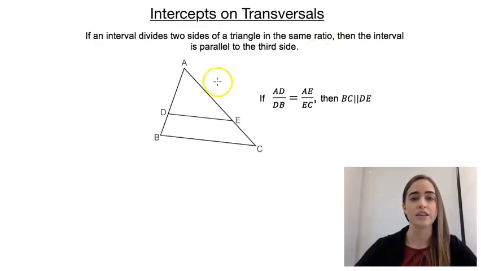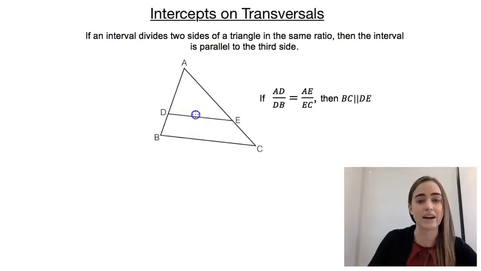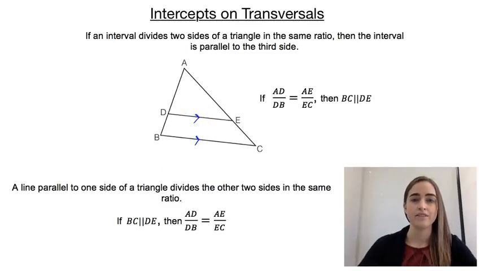So what that means in our picture here is that if we have AD over DB, if that gives us the same ratio as AE over EC, so that means this interval is dividing these two sides in the same ratio, then that means that our lines BC and DE are going to be parallel. So that theorem also works the other way around. So the converse is that a line parallel to one side of a triangle divides the other two sides in the same ratio. So if we knew that DE was parallel to BC, then we would also know that the ratio of AD to DB is equal to AE to EC. So it works both ways around.